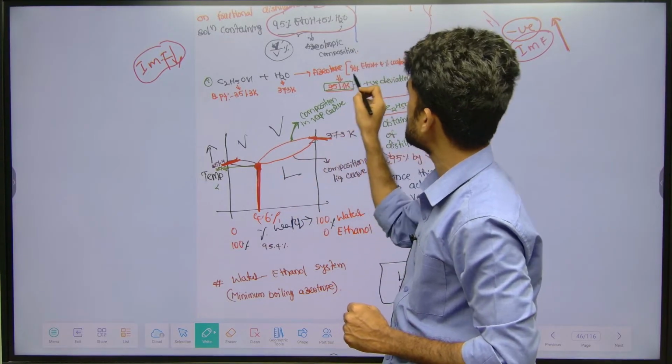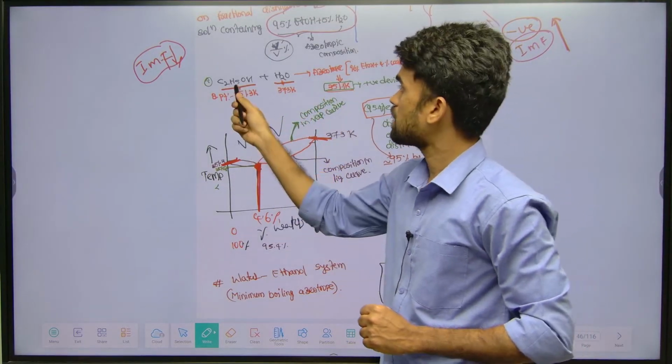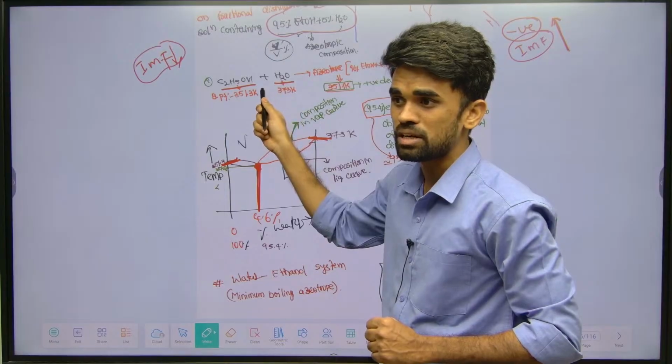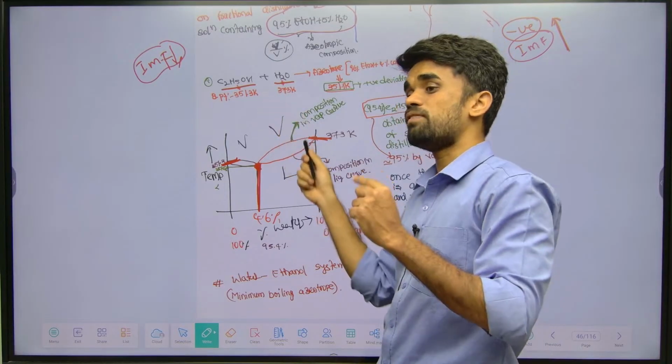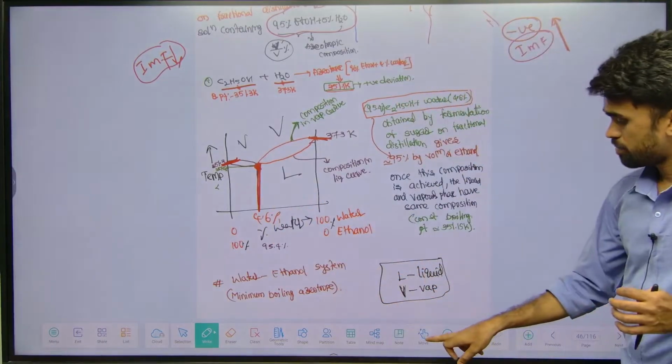Best example here is we have ethyl alcohol plus water system. What is that? Ethyl alcohol water forms which type of deviation and which type of azeotrope? Clear everyone? Okay, next, nitric acid.